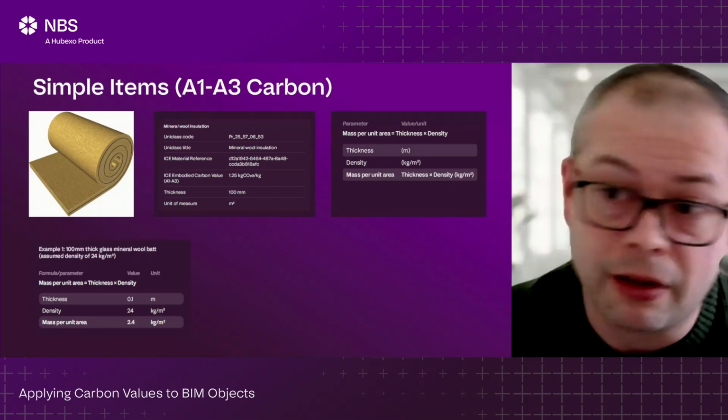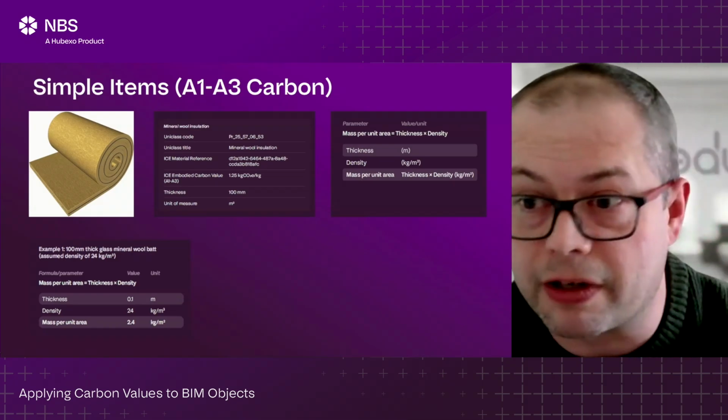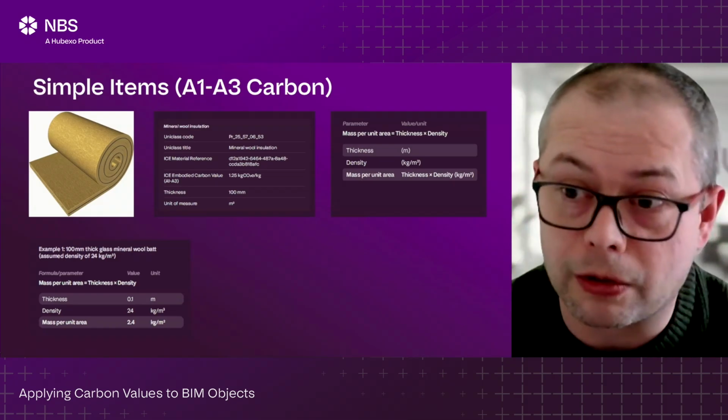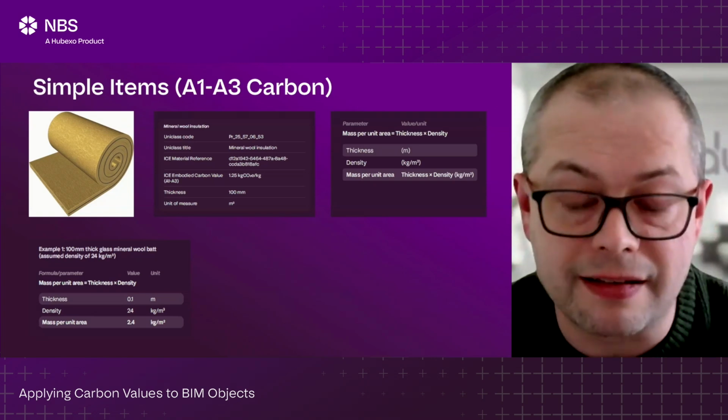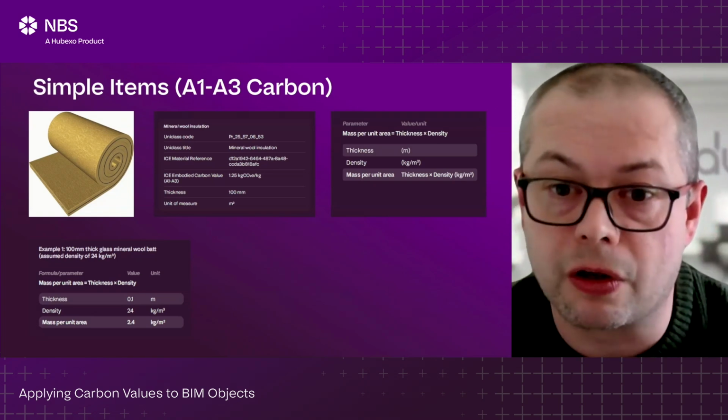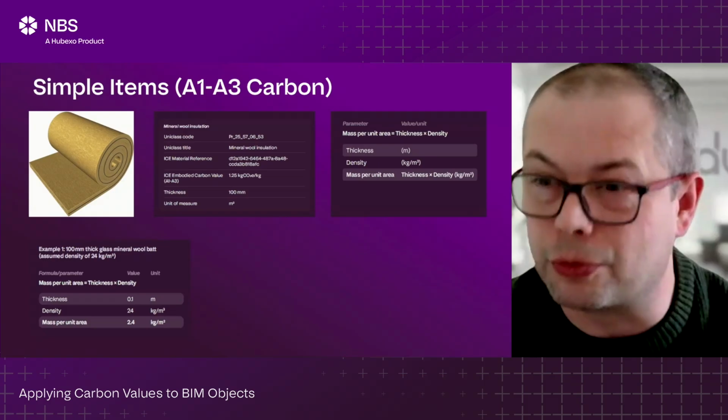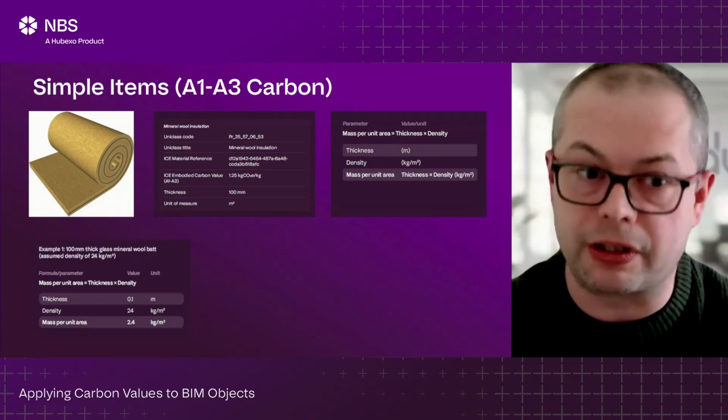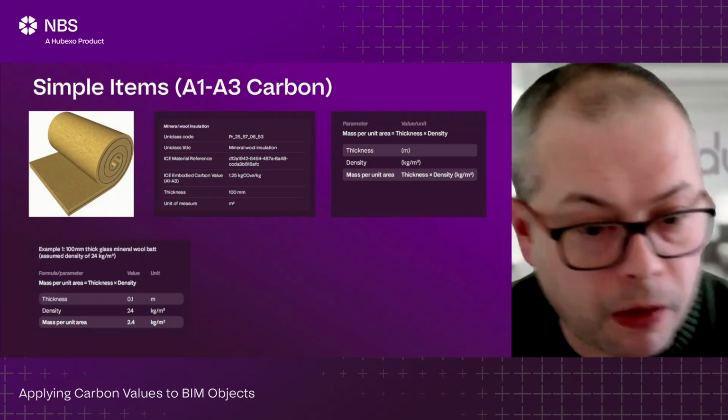Is it going in a wall? Is it going in a loft? Is it a rain screen slab? Is it made of stone wool? Is it made of glass wool? The density does vary a hell of a lot. So it's not good enough to just use one set density. You need to be factoring in the application as well with this.